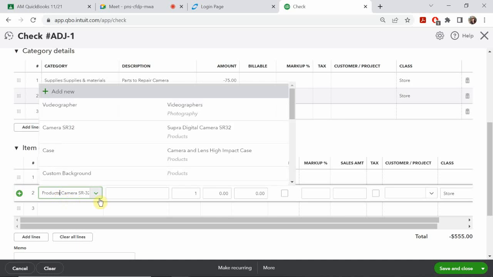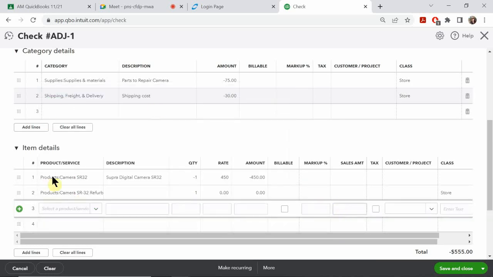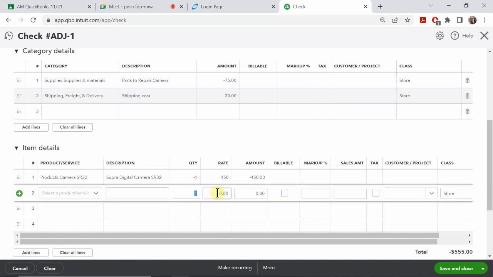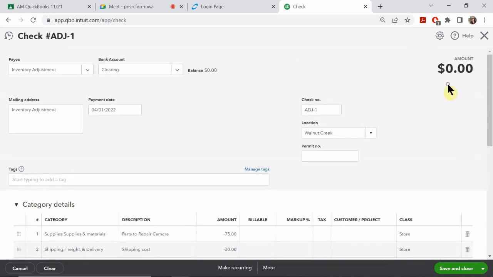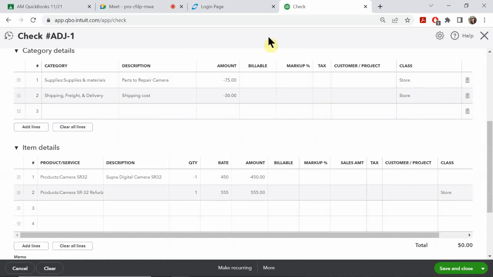So there you go. And now I'm going to remove the good one into the refurbished one. Okay, for one of them. And it's going to be for the total of $555. Okay? So therefore, overall amount should be 0. Okay? That's the goal, right? Because we removed one of the cameras for $450.